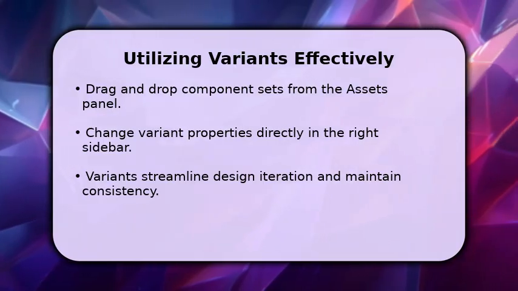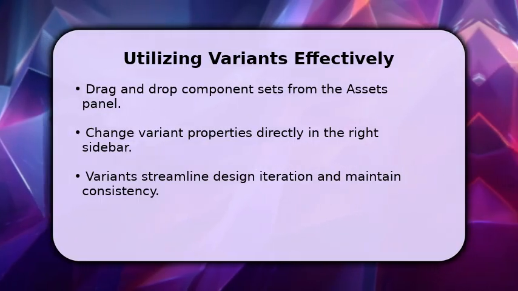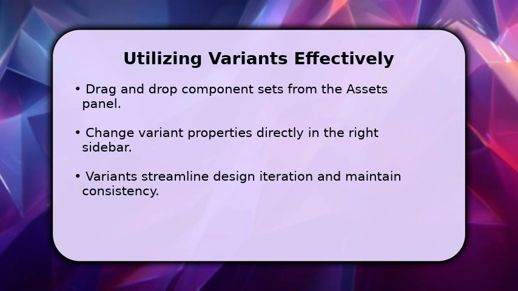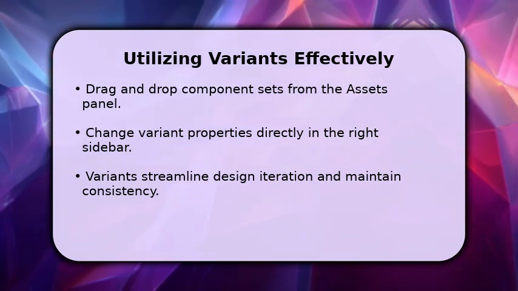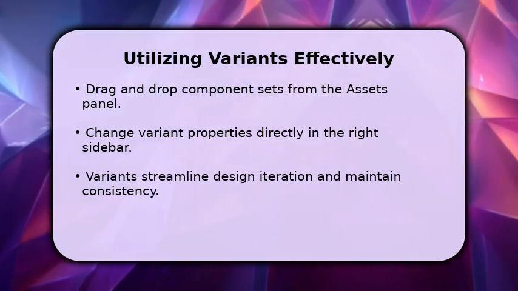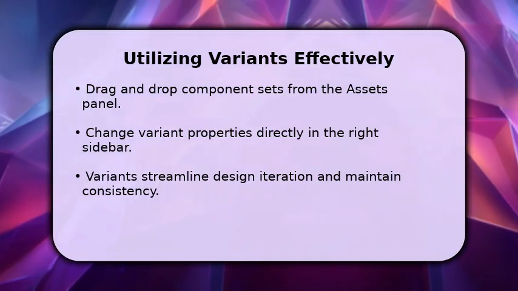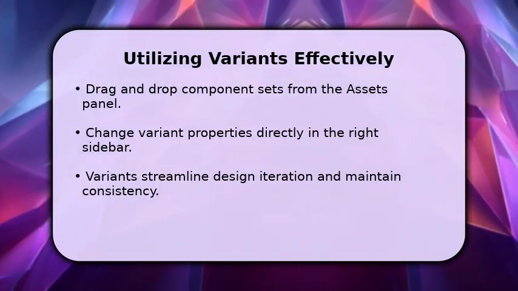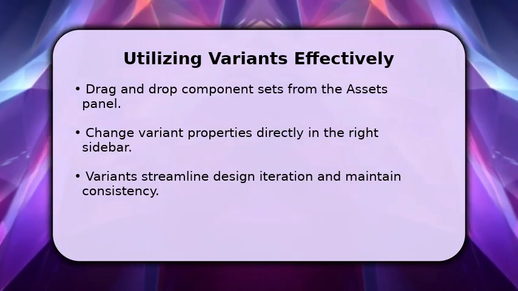Now that your variants are created, using them is straightforward. Simply drag your component set from the Assets panel onto your canvas. Once placed, select the instance and use the right sidebar to easily switch between different variant properties, like changing a button from its default state to hover. This flexibility significantly speeds up your design process, allowing for quick adjustments and ensuring a consistent application of your design system across all your projects.